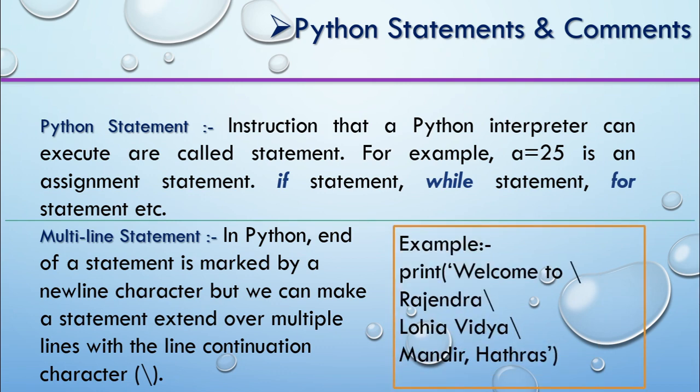Suppose I want to write welcome to Rajendra Lohia Vidyamandhir Hathras, but due to some reason I do not want to write the statement in one line, I want to break it into multiple lines. In that case, we have to put one continuation marker at the end of the statement, that is our backslash. In case of multiple line statement, explicit line continuation can be used, that is backslash. So here I can show you with an example. So let's move to our practical session.